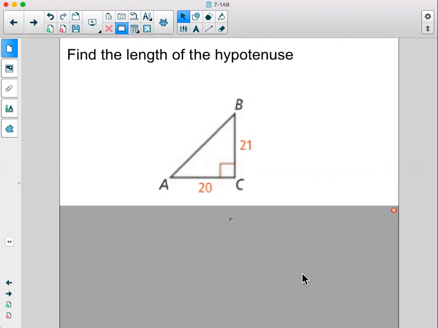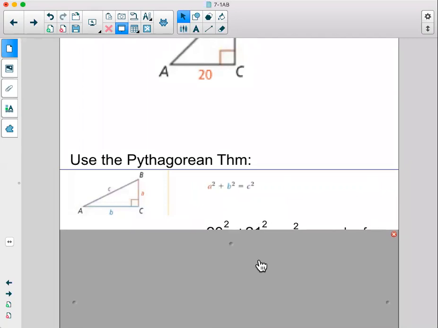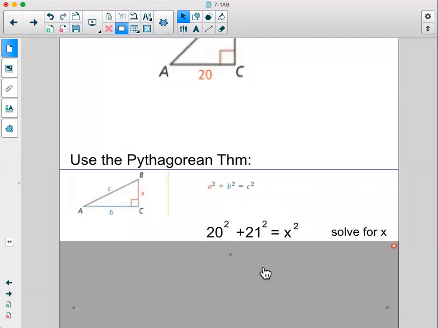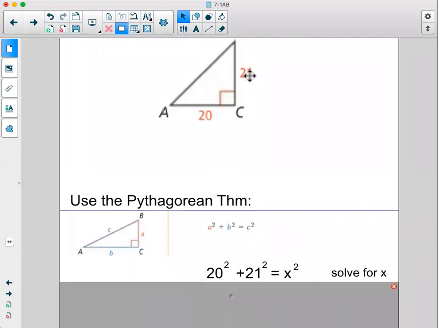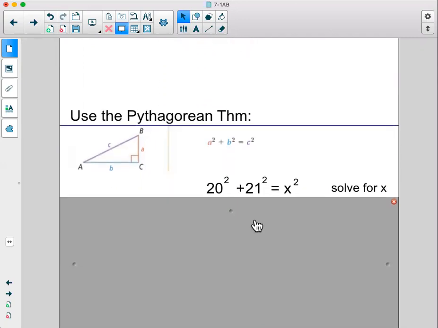First, ask yourself which side is missing. It's the side across from the right angle, so we know we have to find the hypotenuse. And so what we're going to do is use our Pythagorean theorem, which states the leg squared plus the other leg squared is going to equal the hypotenuse squared. We'll call it x. And now we use our Algebra 1 skills to solve.